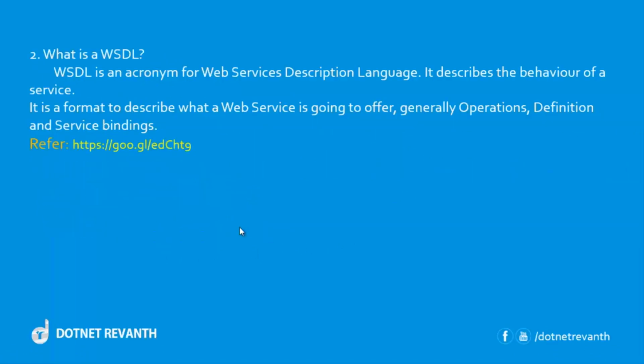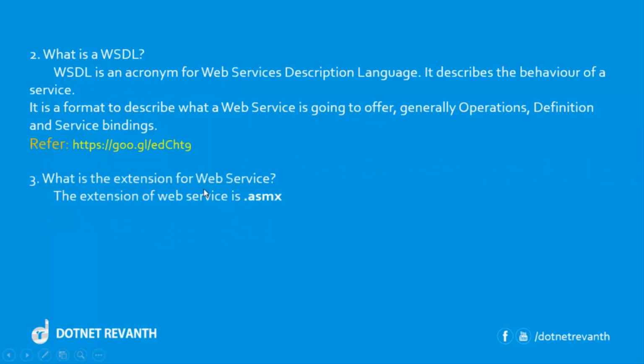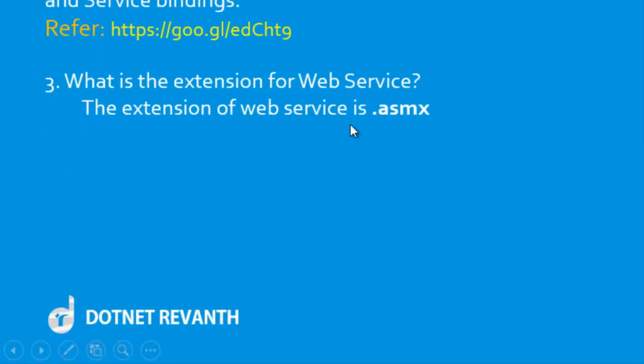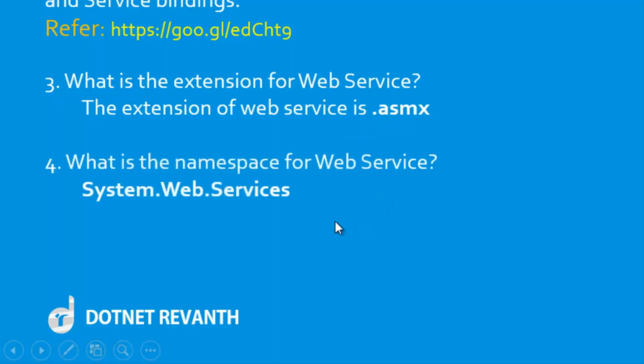And the next question: what is the extension of a web service? Mostly we use the extension .asmx for a web service. And the next question: what is the namespace for a web service? We import the namespace System.Web.Services to create web services.